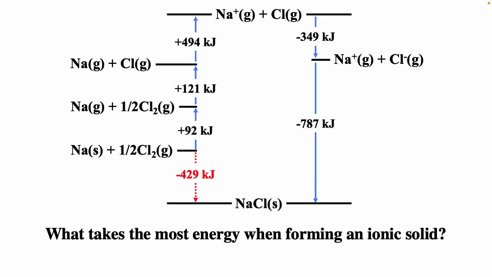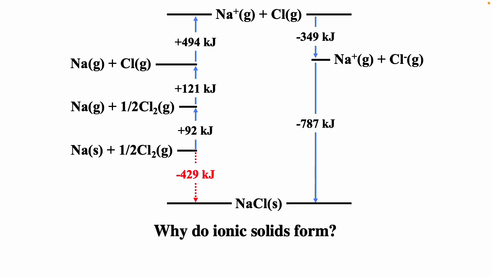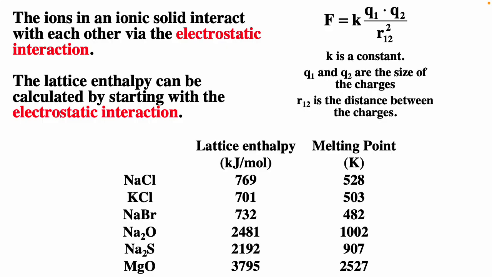So what takes the most energy when forming an ionic solid? Well, typically it's the ionization of the metal. It's removing the electron from the metal. Why do ionic solids form? It's because of the ion-ion interaction. And so it's the measure of the lattice enthalpy. Remember, lattice enthalpy is a measure of the strength of the ion-ion interaction.